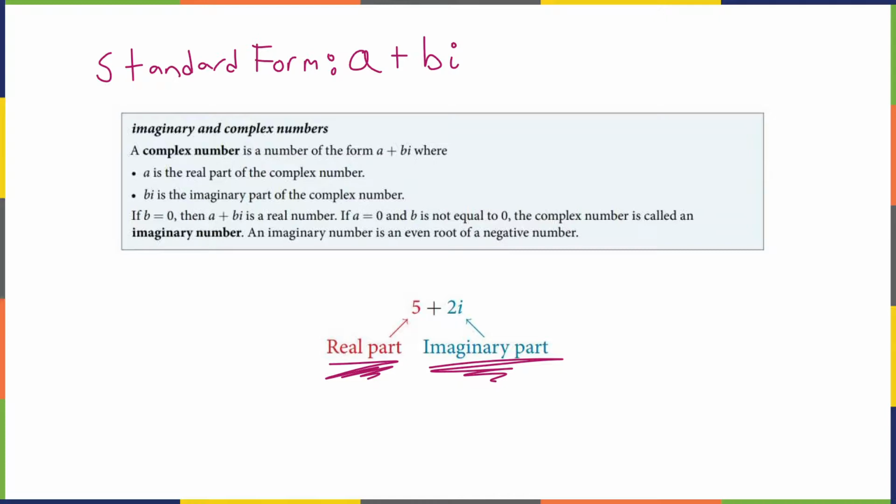Now, one of the other things I want to point out about the information you see in this box is if b equals 0, then a plus bi is a real number. And if a equals 0 and b is not equal to 0, then the complex number is imaginary. In other words, it is possible to have a complex number that gives you something that's just real if the bi is not there. Or if you have no a in front of the bi, then that's still technically a complex number, but it's only the imaginary part.